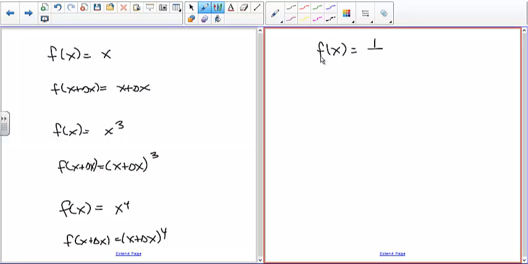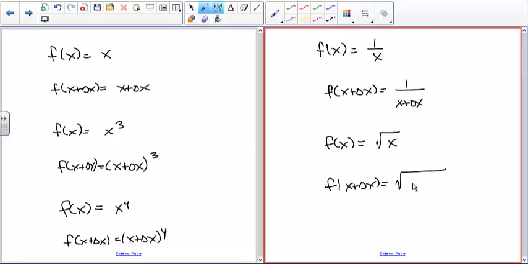f of x is 1 over x, so f of x plus delta x equals 1 over x plus delta x. Remember this one, we had to find the common denominator. Because you'd have this minus that, but then you could get a common denominator of x times x plus delta x. That was the case of the square root of x, so f of x plus delta x equals the square root of x plus delta x. In this case we had to use rationalization to remove the indeterminacy.